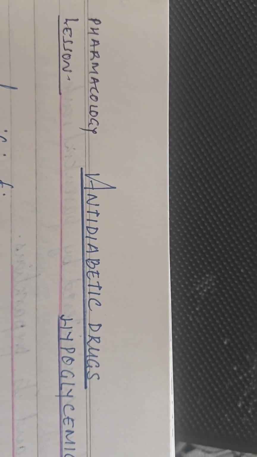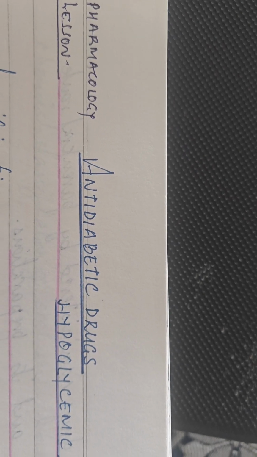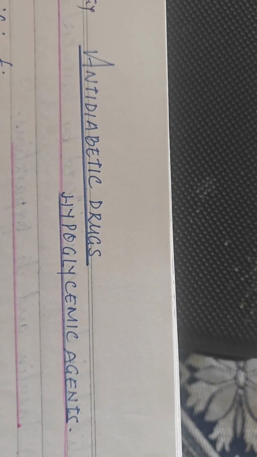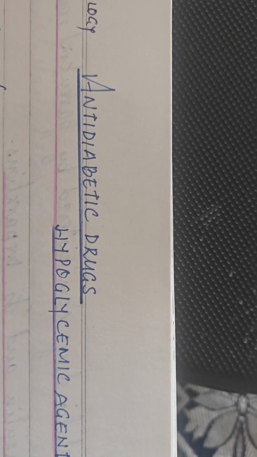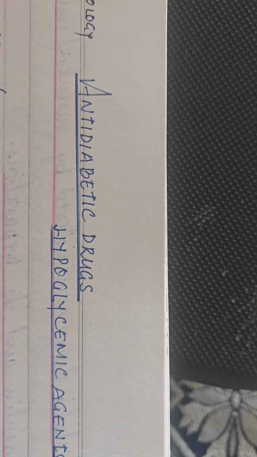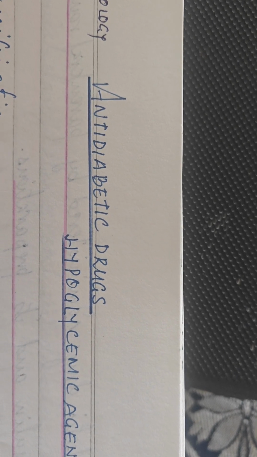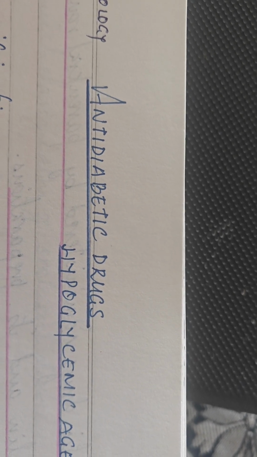Hello students, let us talk about anti-diabetic drugs, also known as hypoglycemic agents. Before talking about the classification of anti-diabetic drugs, let us very briefly understand the pathophysiology of diabetes mellitus.